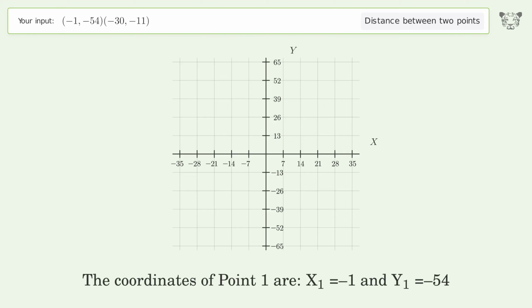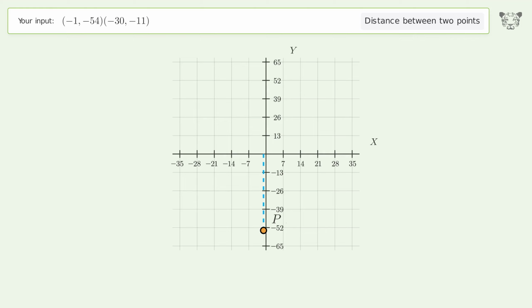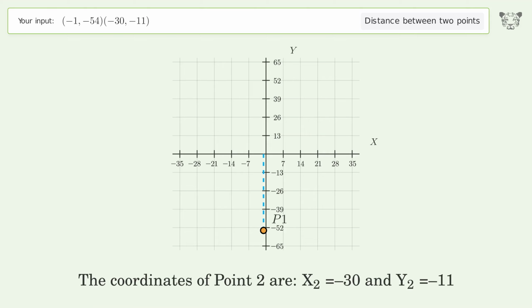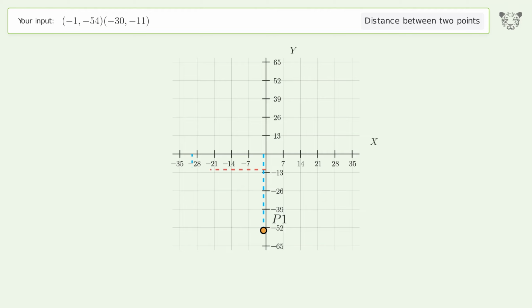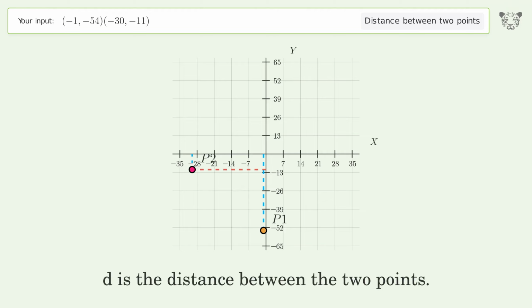The coordinates of point 1 are x1 equals -1 and y1 equals -54. The coordinates of point 2 are x2 equals -30 and y2 equals -11. D is the distance between the 2 points.